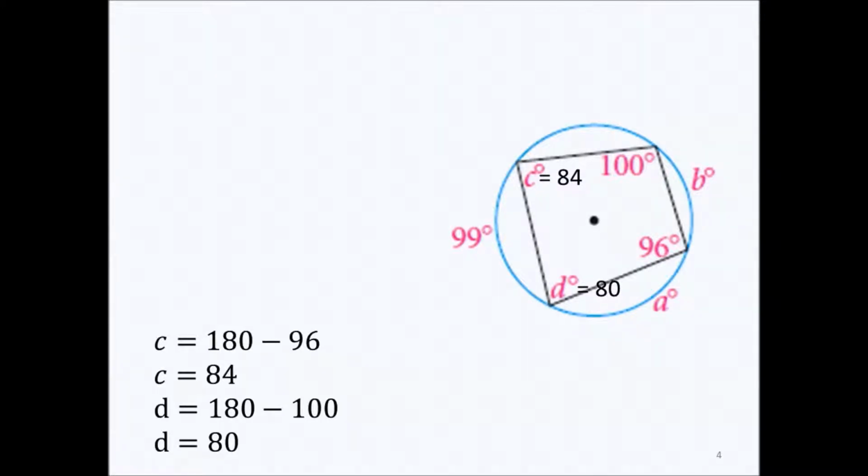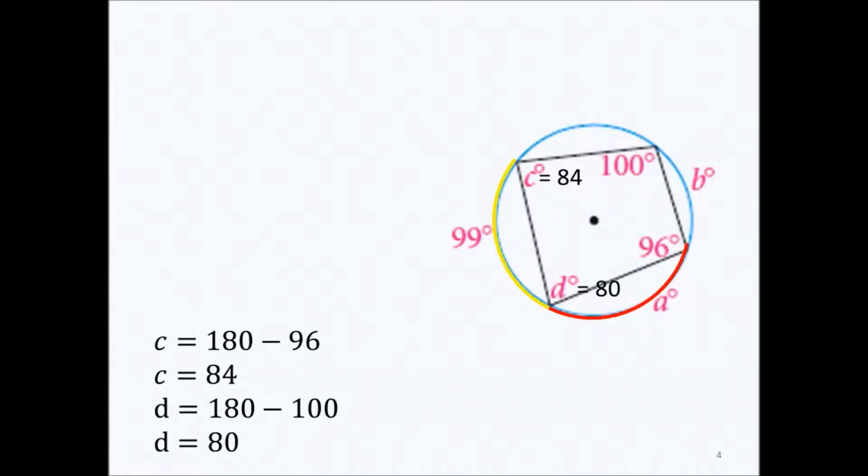So A plus 99 is equal to 2 times 100. Again, we know what the inscribed angle is. The inscribed angle in this case is going to be 100. The intercepted arc for that angle would be the 99 plus the unknown arc A. So those two arcs together are the intercepted arc.